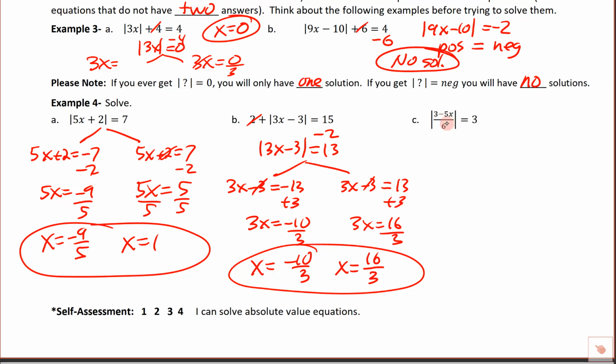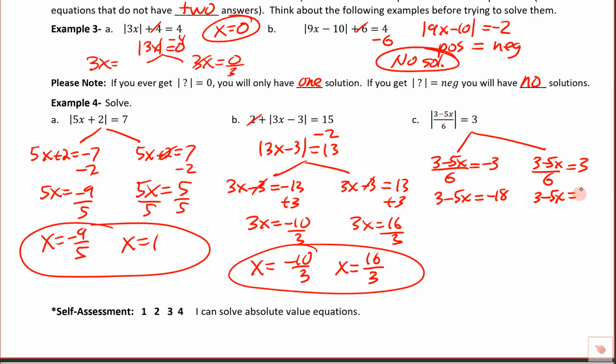Now, this one here is kind of unique. We've got this ugly expression inside, but we can deal with that. It is already isolated, so that's kind of good. So just for space, I'm going to draw lines like this. (3 minus 5x)/6 equals -3. And (3 minus 5x)/6 equals +3. Again, we're going to multiply both sides by 6, so that's going to be 3 minus 5x equals -18. 3 minus 5x, this is going to be +18, no surprise there.